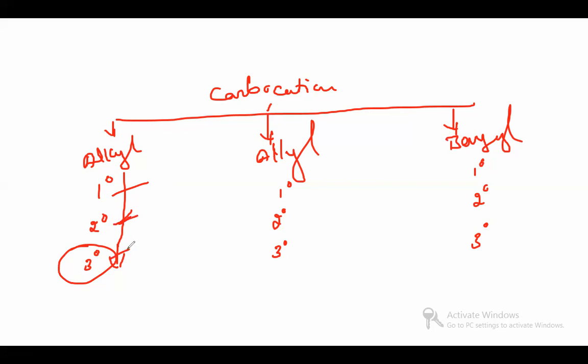So in allyl carbocation, the carbon carrying positive charge is attached to an sp2 hybridized carbon. Here, the charge-carrying carbon is attached to an sp3 hybridized carbon, which is alkyl. If the positively charged carbon is attached to an sp2 carbon, then it is called allyl carbocation.